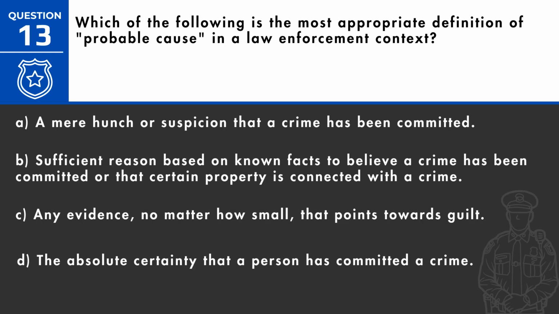Question 13. Which of the following is the most appropriate definition of probable cause in a law enforcement context? A. A mere hunch or suspicion that a crime has been committed. B. Sufficient reason based on known facts to believe a crime has been committed or that certain property is connected with a crime. C. Any evidence, no matter how small, that points towards guilt. D. The absolute certainty that a person has committed a crime.